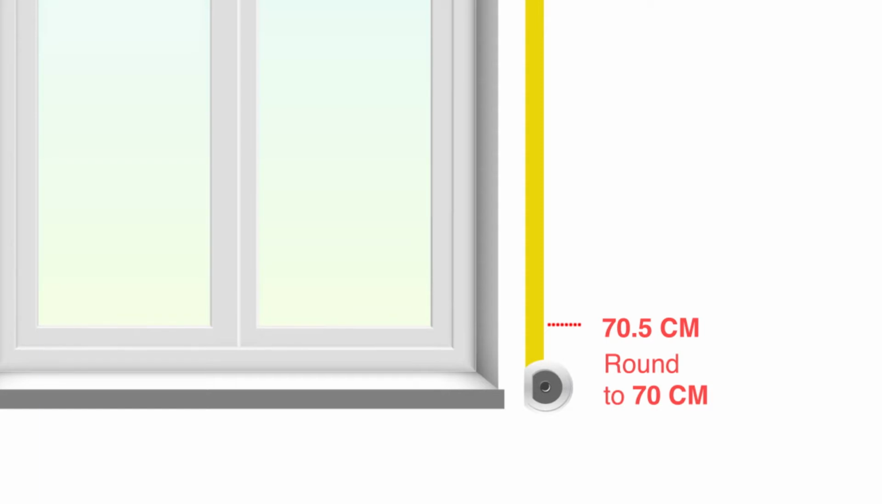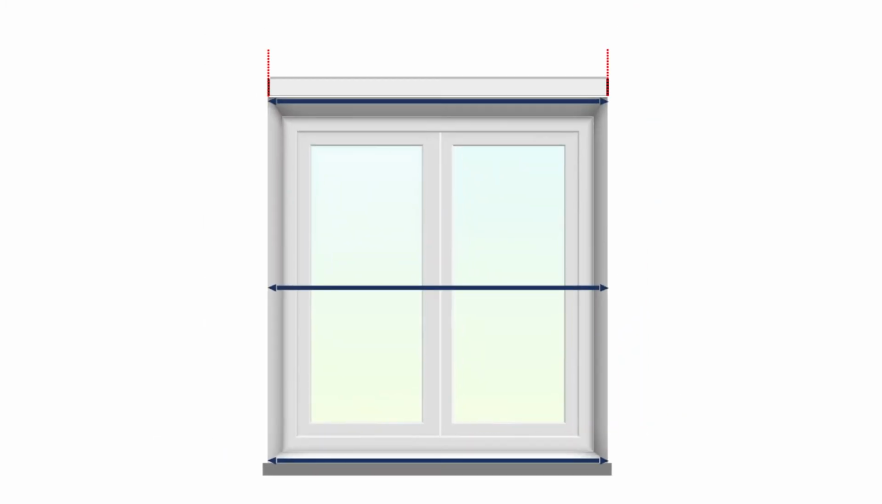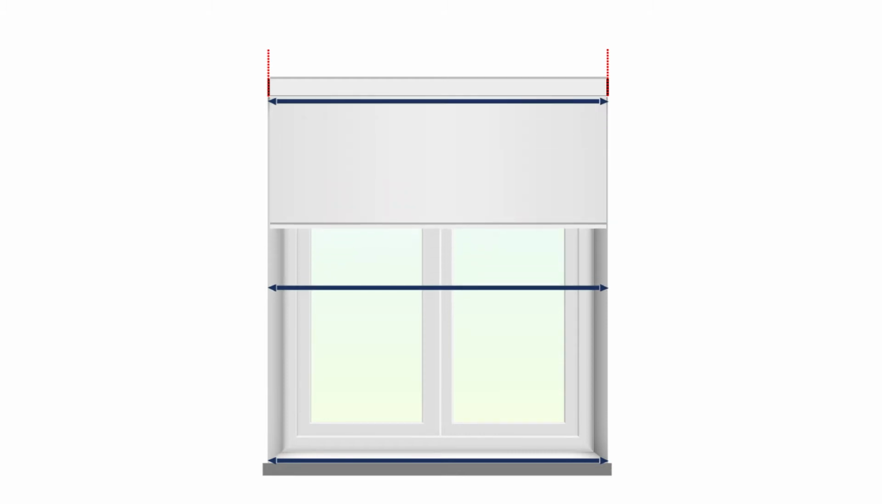So for a measurement of 70.5 centimetres, record 70 centimetres. It's always a good idea to double check any measurements before placing your order. Measure the width at the top, middle and bottom of the recess. If there is a difference, record the smallest measurement and deduct a further 1 centimetre to ensure that the blind does not snag on the recess when lowered.